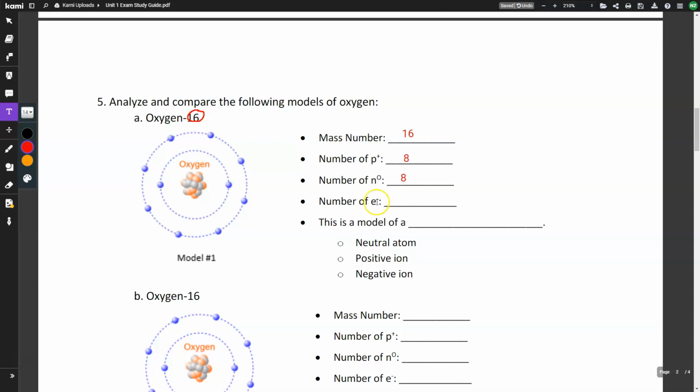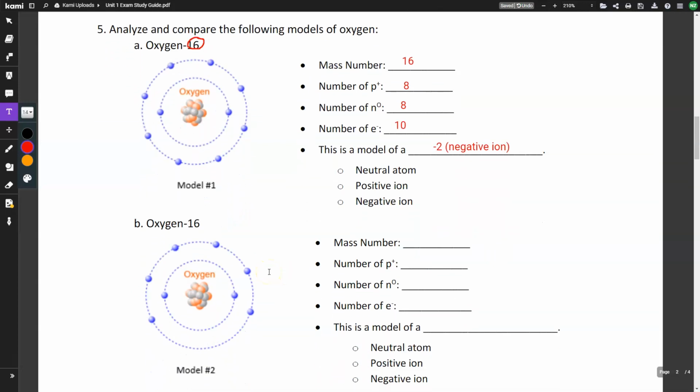Electrons we're going to have to count here. 1, 2, 3, 4, 5, 6, 7, 8, 9, 10. Okay. So we have 10 electrons, 8 protons. So this will be a -2. So it'll be a negative ion.